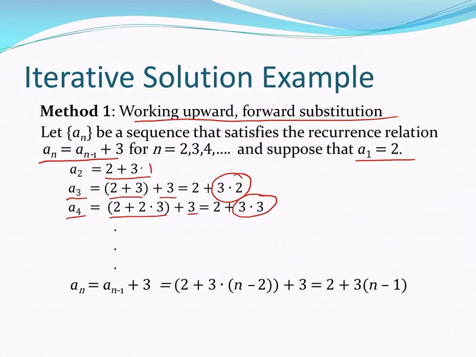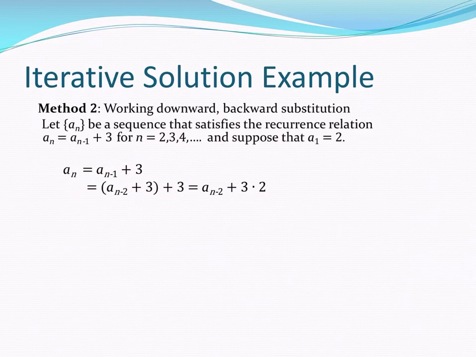And look at the relationship between the multiplier of 3 and the index. The multiplier of 3 is 1 less than the index in all cases. So a sub n then will be a sub n minus 1 plus 3, but we've determined that the multiplier for 3 is 1 less than the index for a sub n minus 1, and therefore a sub n is equal to 2 plus 3 times n minus 1. So that's working forward. We can work backward as well.